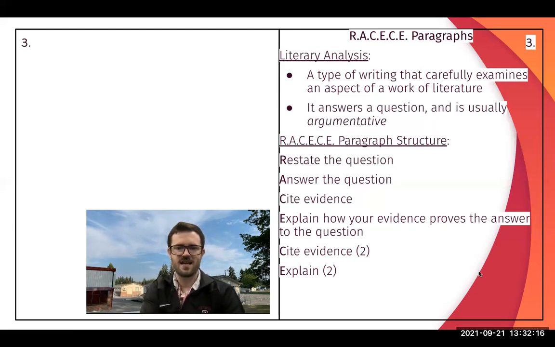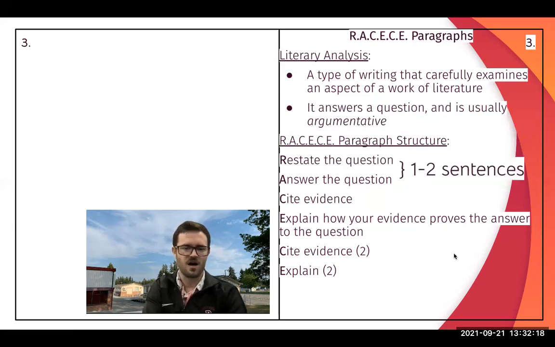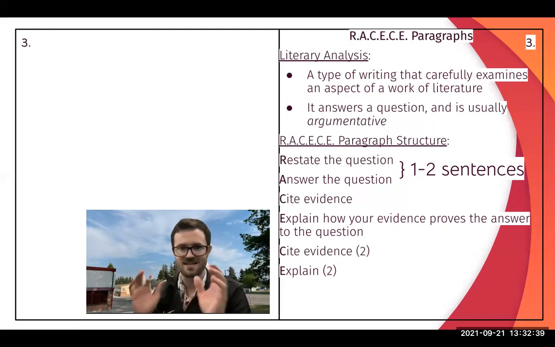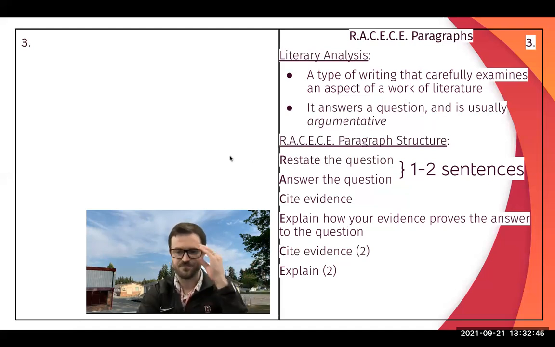So when you restate and answer the question, those two things are probably going to be in the same sentence. It might be two sentences if you have a complicated question or a complicated answer, but usually it's going to be just one. Remember the example. For breakfast this morning, I had eggs, right? For breakfast this morning, I had, restate, eggs, answer, okay? That's just one sentence. Both of those things are in one sentence. If you have a more complicated question or a more complicated answer, it might become two.